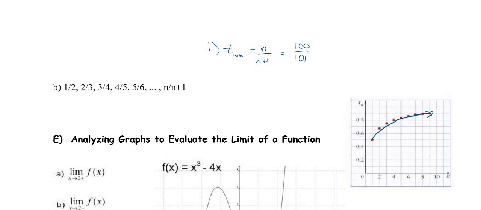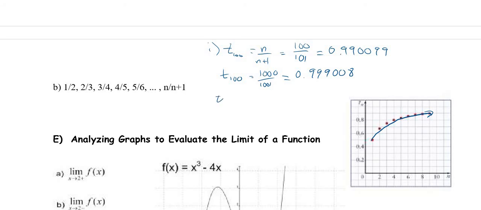And if you punch that into the calculator, you're going to get something like 0.9900099. So we're getting pretty close to 1. But let's see what happens if we pick a bigger number. Let's pick 1,000 this time. So that's going to be 1,000 over 1,001. And that's going to be 0.999008 or something like that. So we're getting a little bit closer to 1 still.